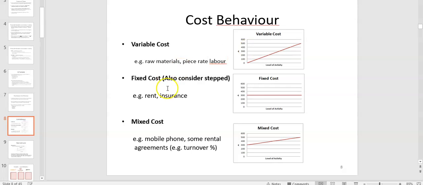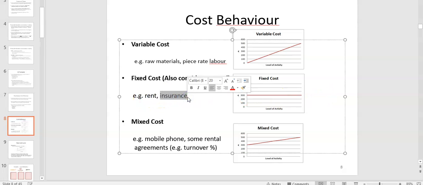A fixed cost, for example, doesn't move at all. So whether you have 10% activity or 50%, it's a fixed cost. So for example, the rent on a warehouse or your insurance cost, they're relatively fixed. So regardless of what's happening, you still have to pay for that.